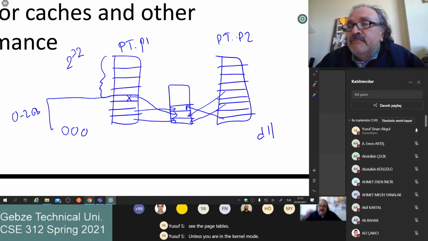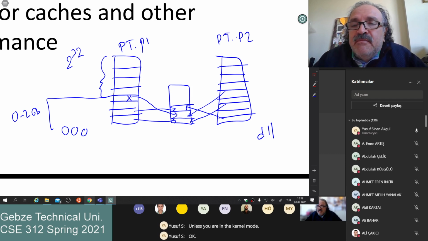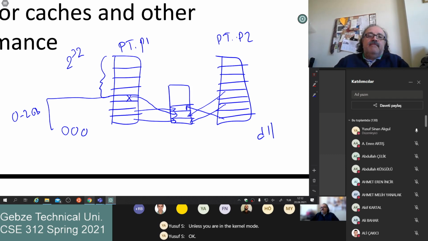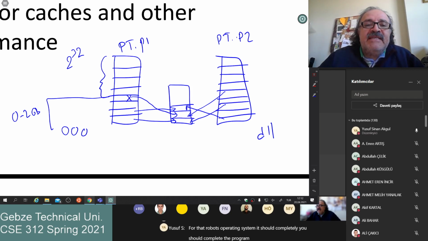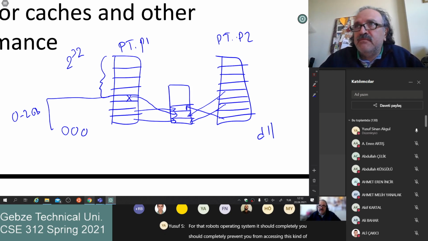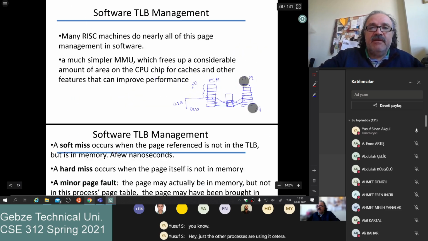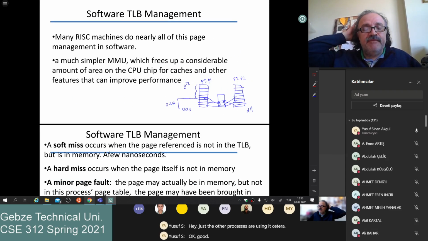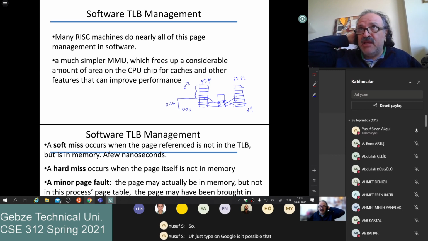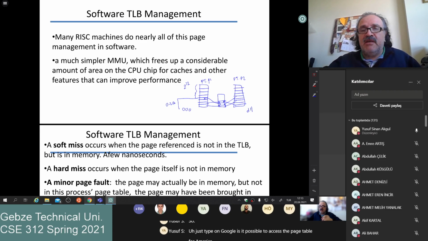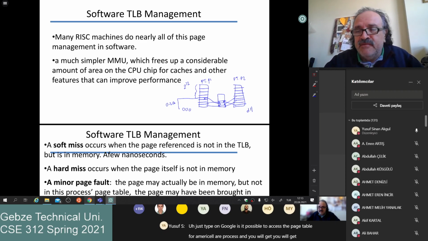Okay? For a robust operating system, it should completely prevent you from accessing this kind of sensitive information. As I said, if you can access it, you know what pages the other processes are using, etc. Okay, good. So just type on Google, is it possible to access the page table from a regular process, and you will get the results for Windows and Linux.